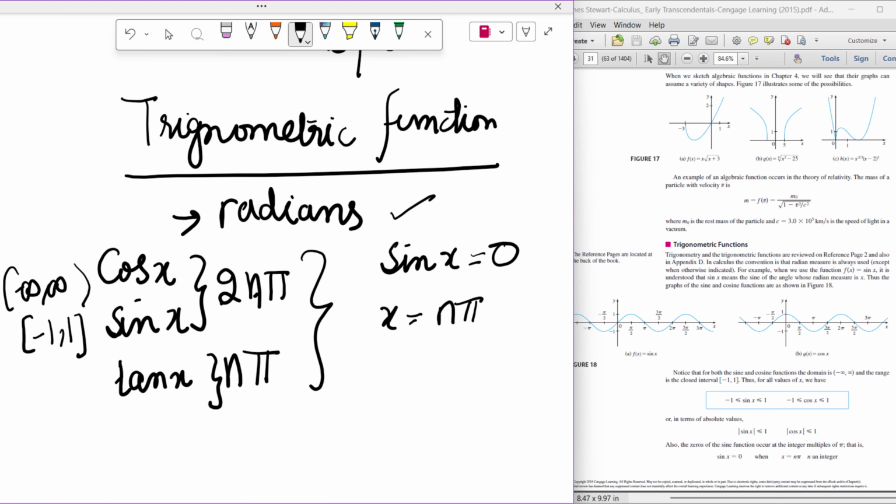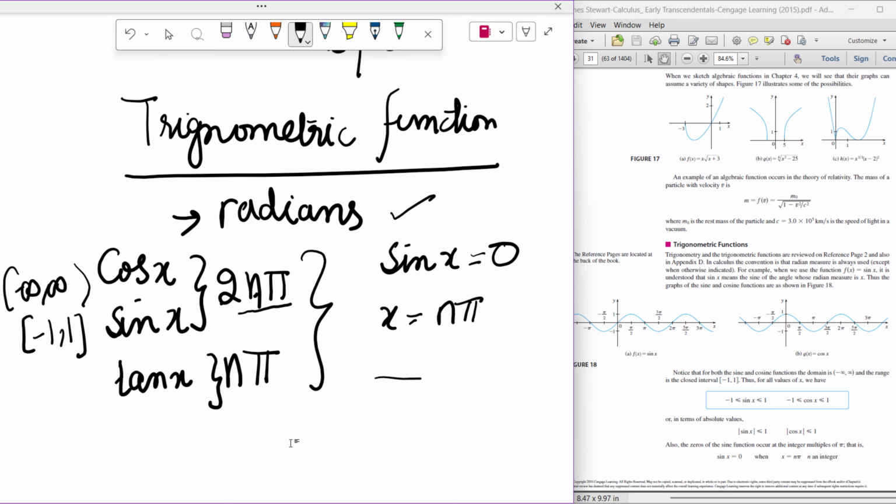When we talk about the domain and the range of cosine x and sine x, the domain is always between minus infinity to plus infinity. That is the real numbers. While the range always lies between minus 1 to 1, because no matter how large x is, the maximum value can be 1 and the minimum can be minus 1. That is true only for sine x and cosine x. Also, the period for sine x and cosine x is equal to 2 pi.